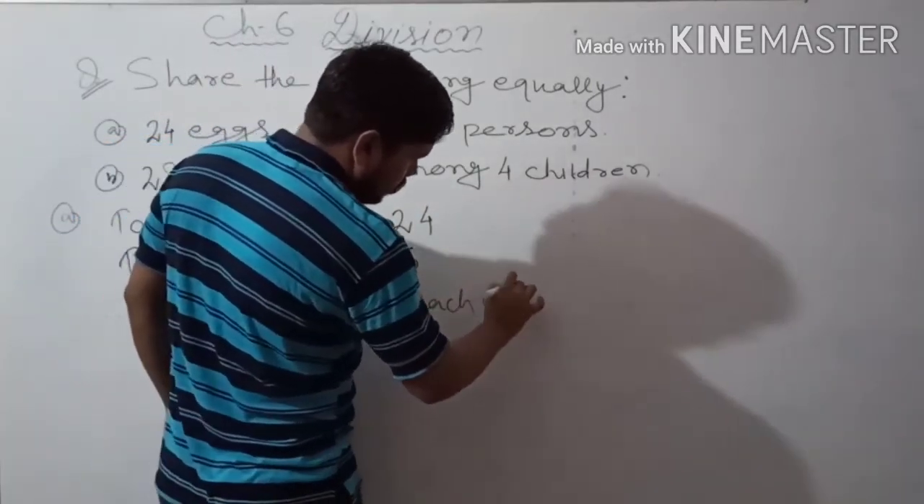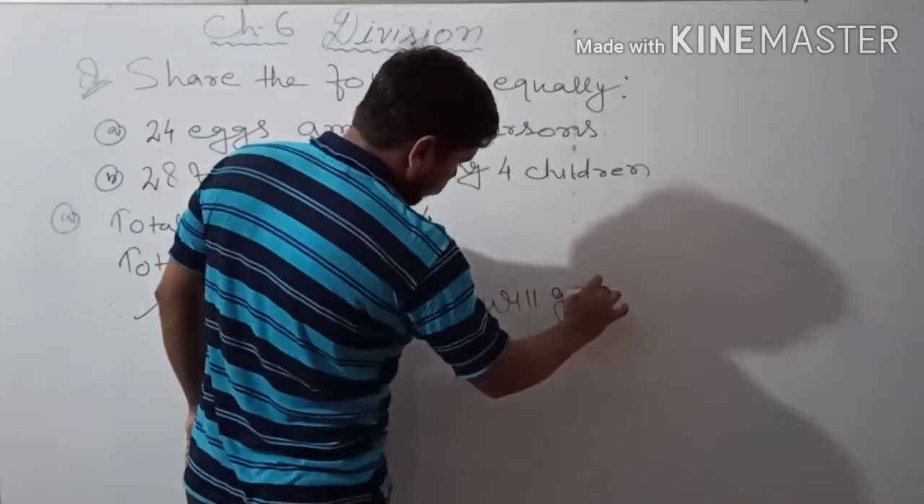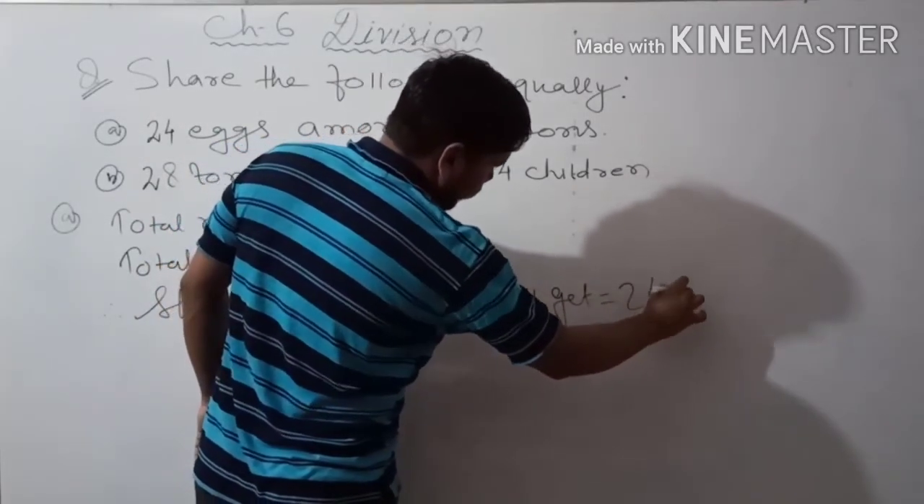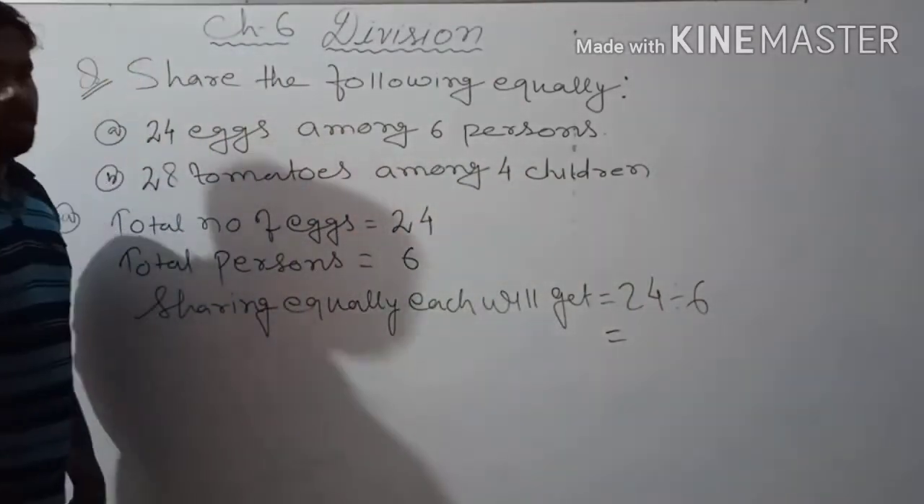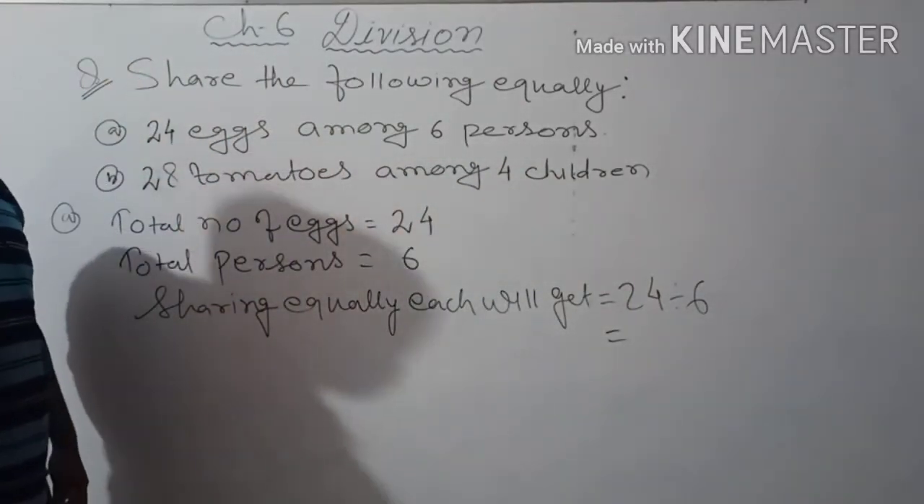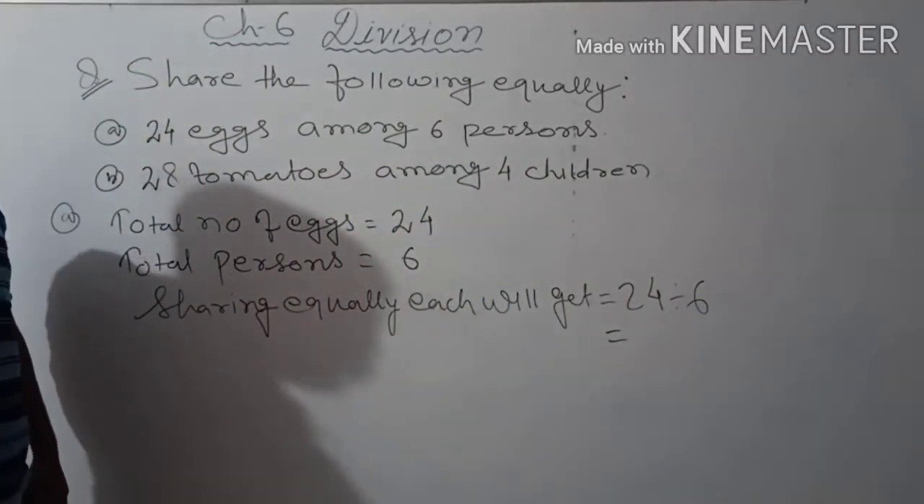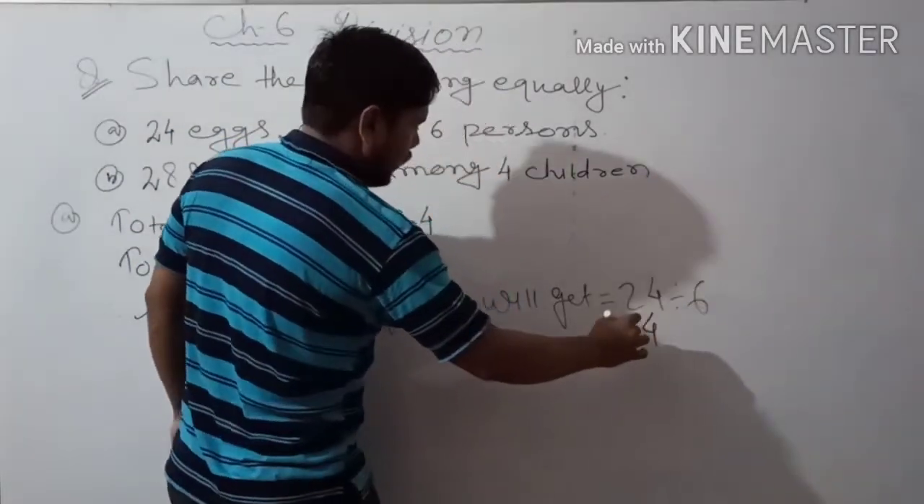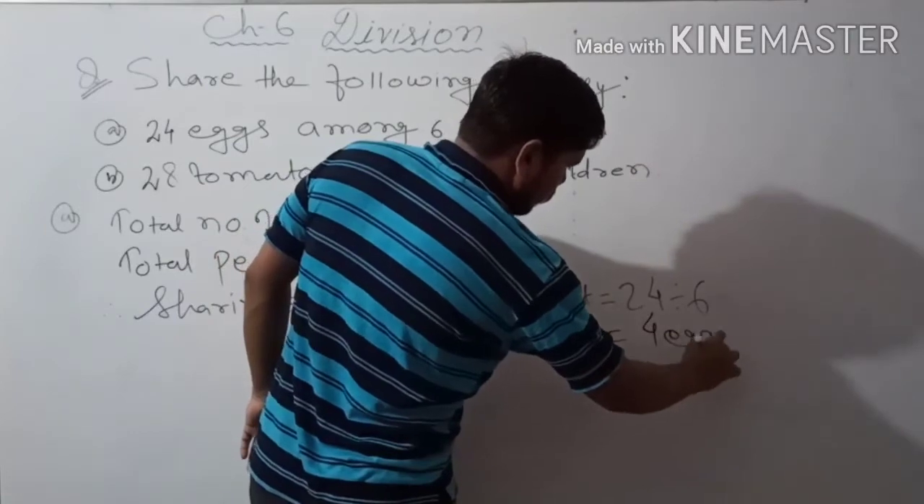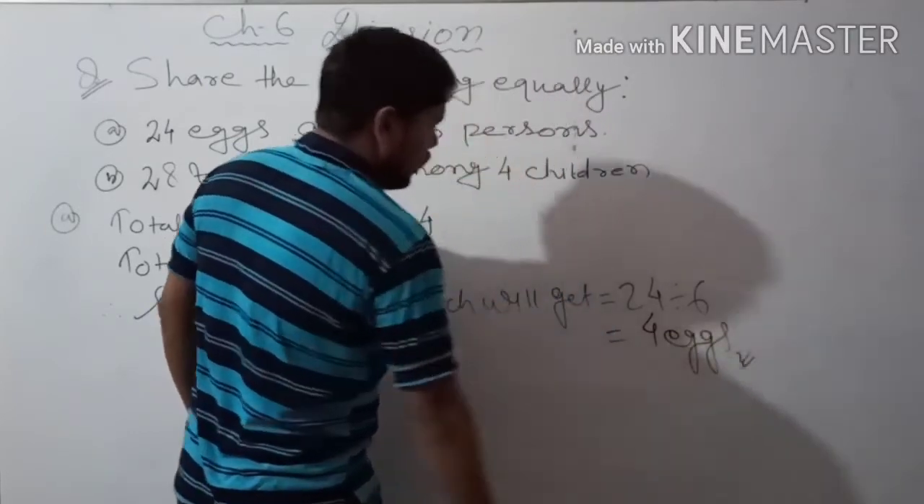each will get 24 divided by 6. So 24 divided by 6 means how many times 6 is equal to 24? 4 times, right? So 4 eggs. So the answer will be 4 eggs.